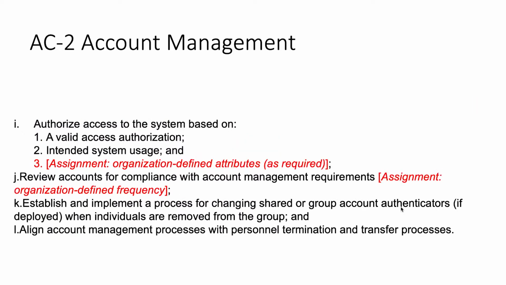Then, rolling to the end of this, we want to authorize access to the system based on a valid access authorization, so somebody's approving this, intended system usage, and then a place for the organization to put other defined attributes if they need to. They don't even have to add any if they don't want to. We want to review accounts for compliance with account management requirements at an organizationally defined frequency. We establish and implement a process for changing shared or group account authenticators, if deployed. What's that process?